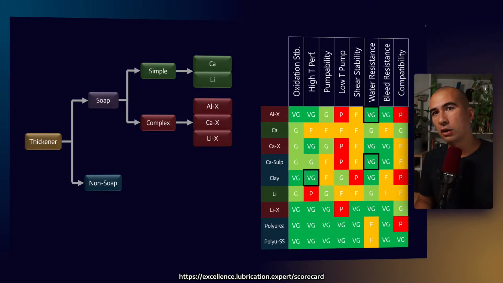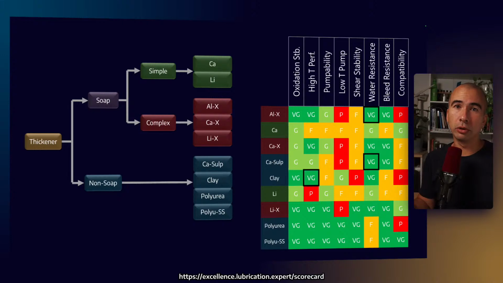There have been concerns with barium greases and their toxicity. So one of the reasons why lithium is so popular is not because it's outstanding at anything, but because it's not terrible at anything. It's a jack of all trades kind of grease. So that's why lithium is about 70% of the total grease volume.